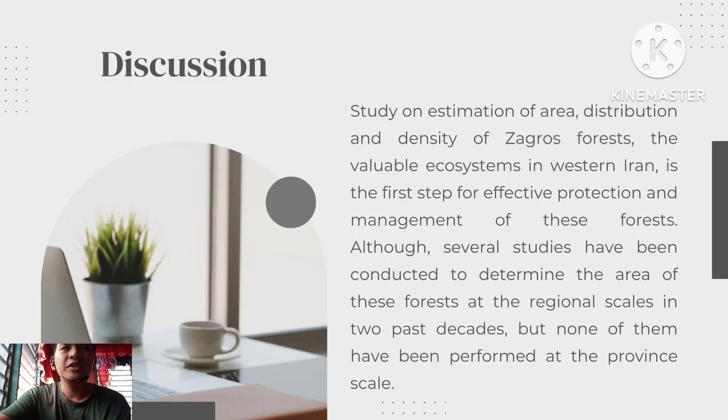Study on estimation of area, distribution, and density of Zagros forest, the valuable ecosystems in western Iran, is the first step for effective protection and management of these forests. Although several studies have been conducted to determine the area of these forests at the regional scales in the past two decades, none of them has been performed at the province scale.